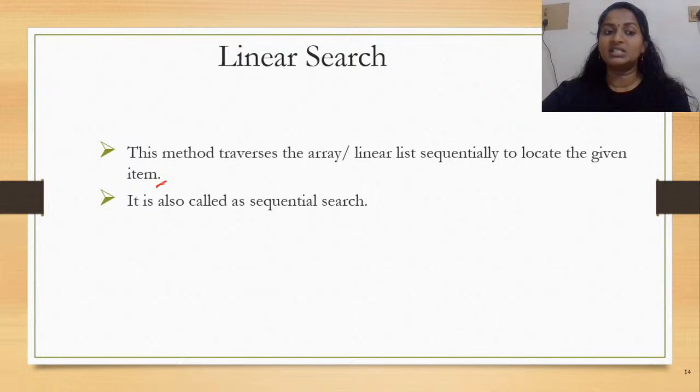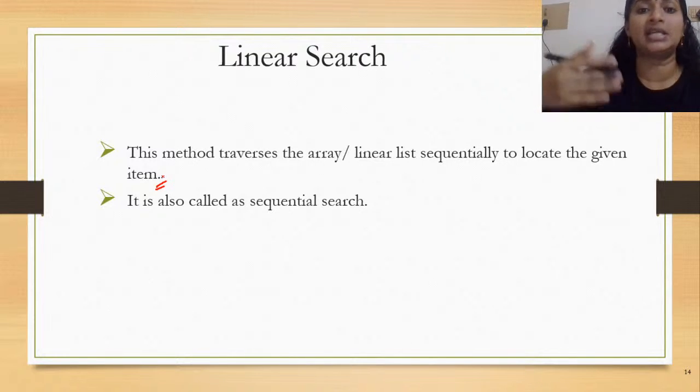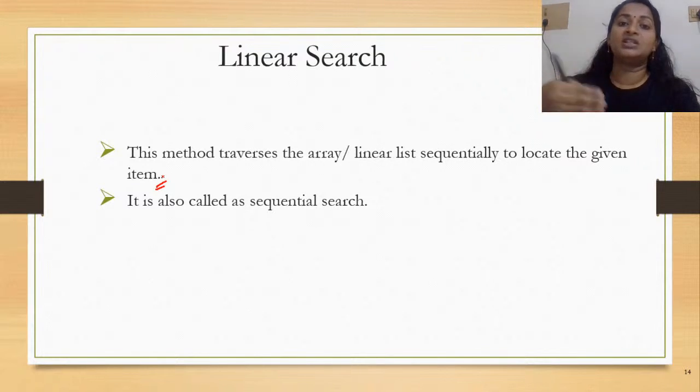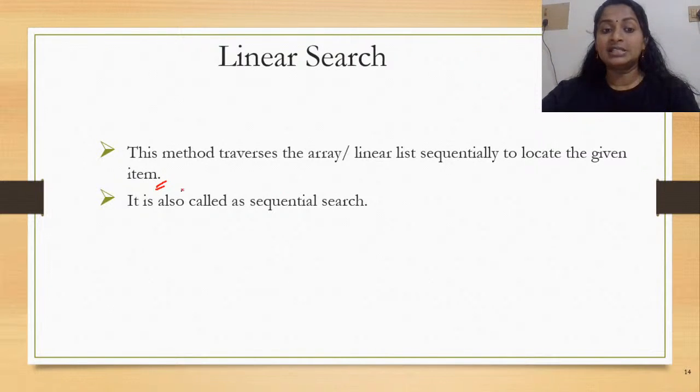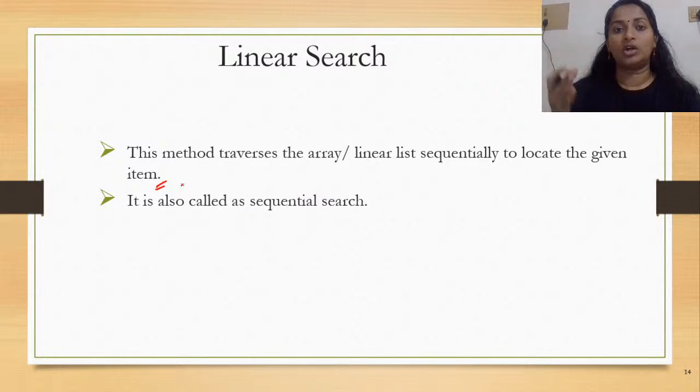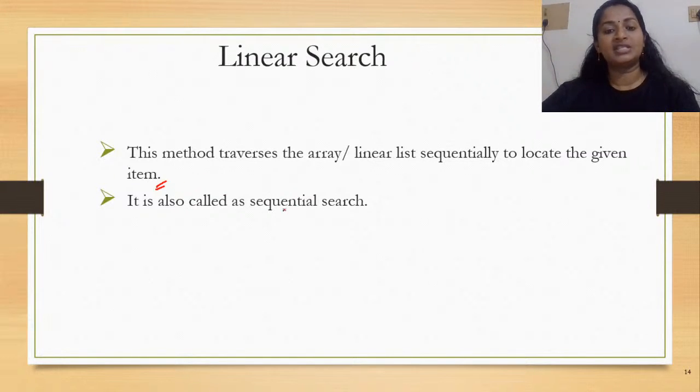Now, this given item is the item whose existence you're trying to find, or you're trying to find whether this particular item is present in your list or not. Now, since the search is done in a sequential order, position by position, you're traveling each one by one. And for this reason, the same searching technique is also called sequential search. Is the idea clear? So, the other name for linear search is sequential search because the searching technique happens in a sequence, in the order in which the elements appear.